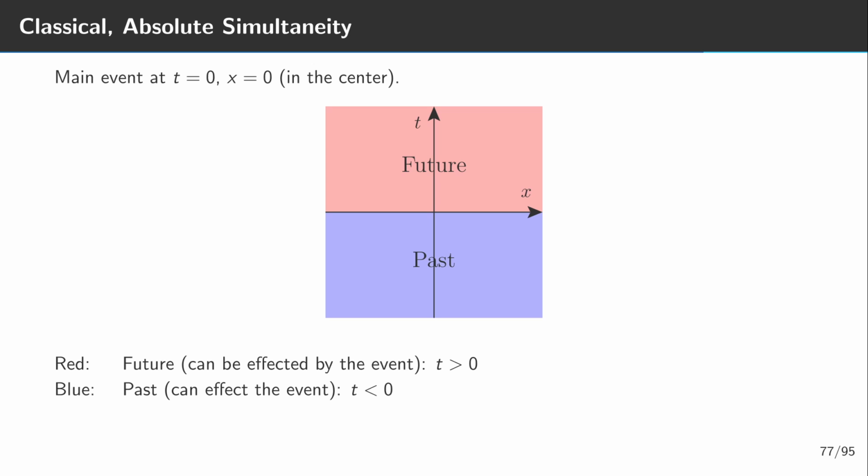The red part is called the future of this event, and it's the set of all events with t greater than 0, or in other words, all events that could be reached if you start at the main event and travel with infinite speed. The blue part is called the past of this event, and it's the set of all events with t smaller than 0, or in other words, all events from which we could reach the main event if we travel with infinite speed. The important thing here is that only events in the past can affect the main event, and only events in the future can be affected by the main event. This rule is called causality.